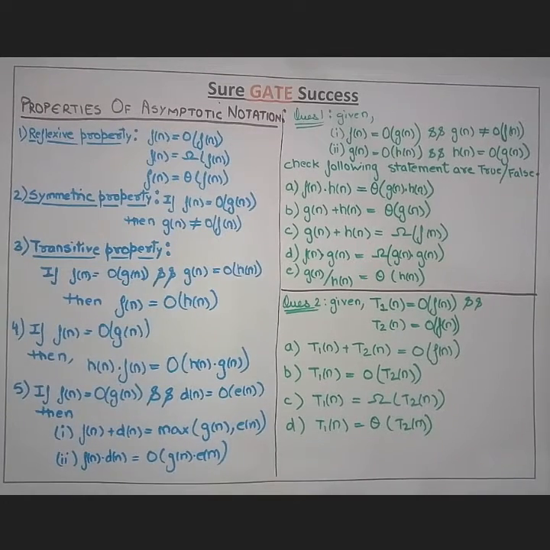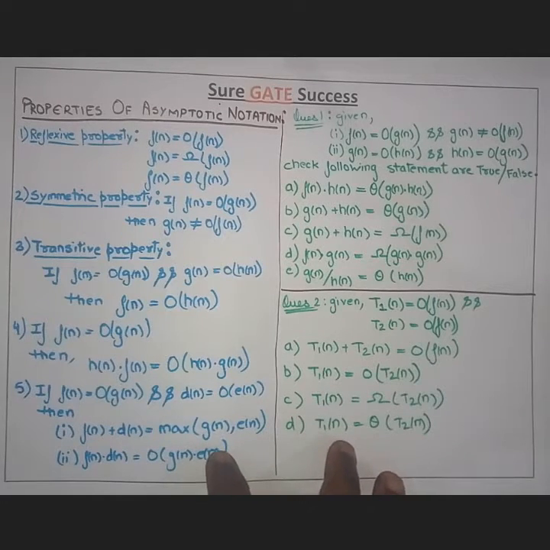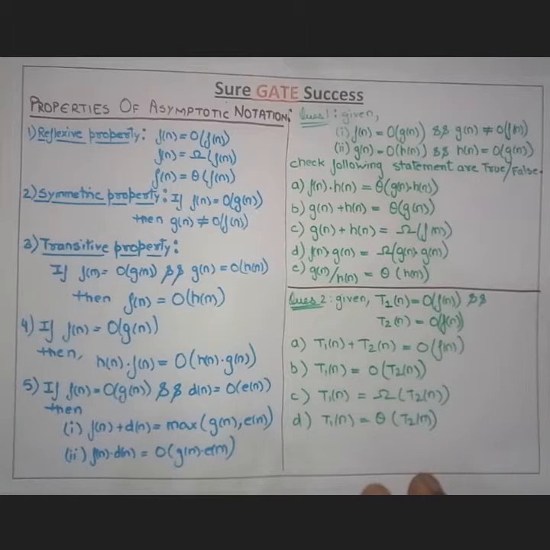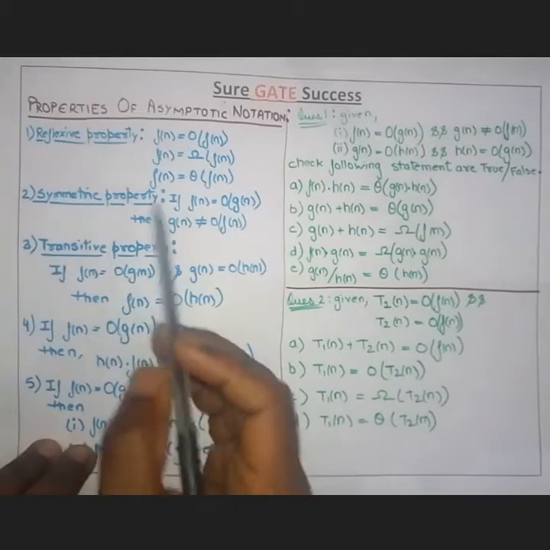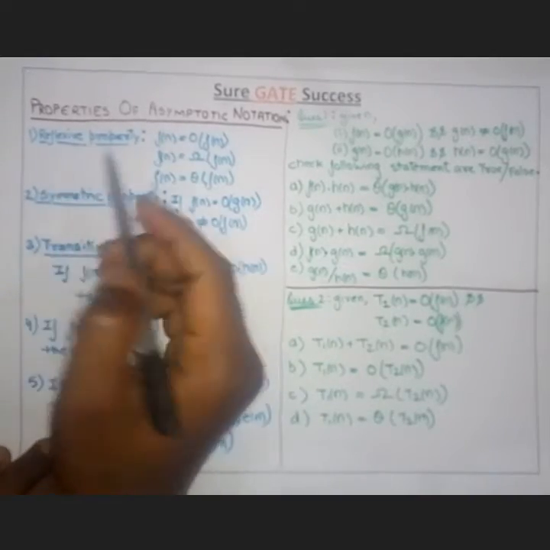Hello guys, this video is on properties of asymptotic notation. As in the previous videos, we have learned about asymptotic notations. So it's the right time to understand the properties of asymptotic notation. We have basically 5 properties in asymptotic notation.